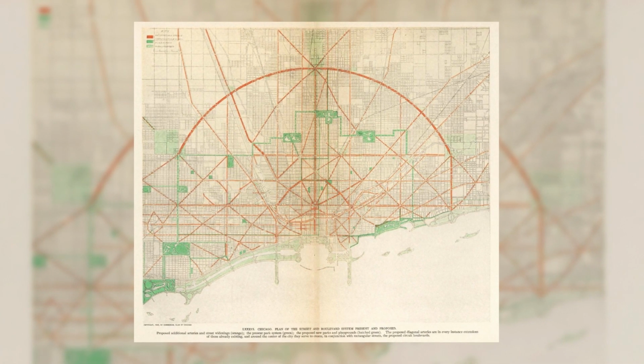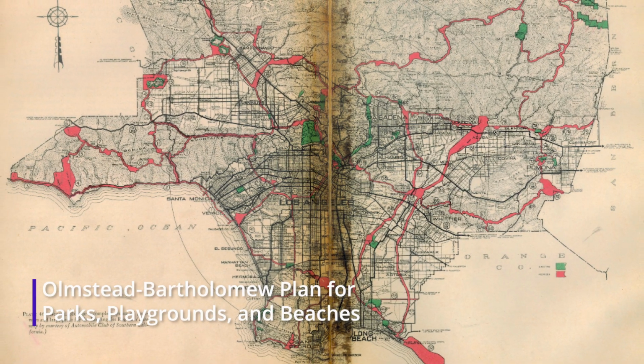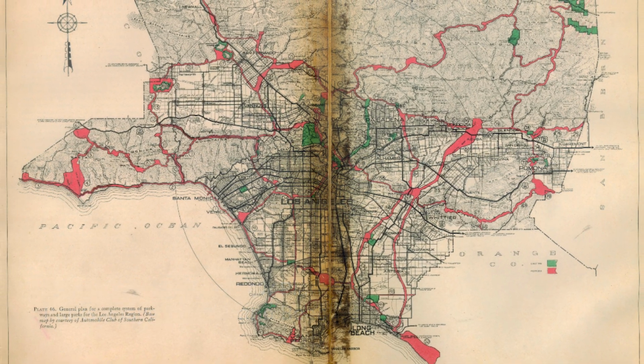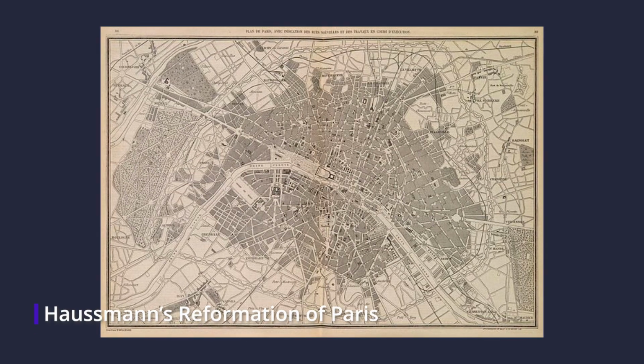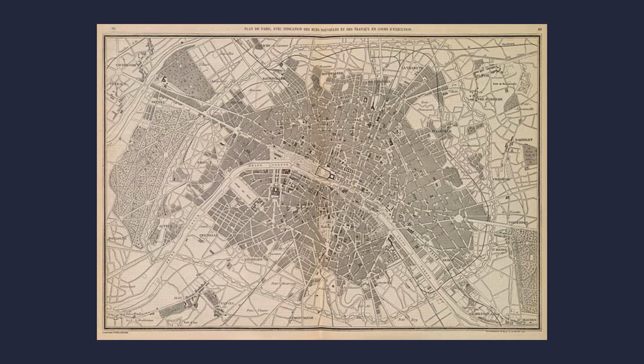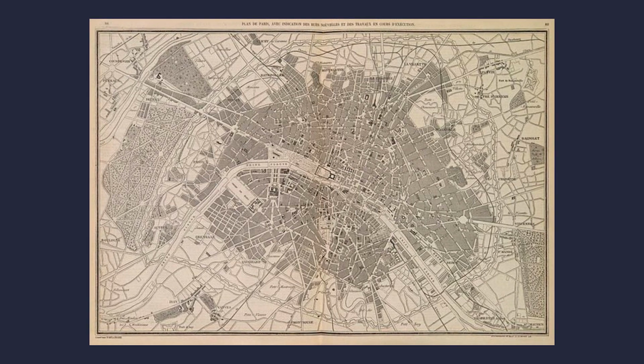But if you read this plan, as well as others like the Olmsted-Bartholomew Plan for Parks, Parkways, and Beaches, and Haussmann's Reformation Plan for Paris, you'll see that they're a lot more than just design inspirations. They're land assembly plans, they are acquisition of public rights-of-way plans, they create financing districts and revenue sources. They really map out how to get from where those cities were at that time towards the future.